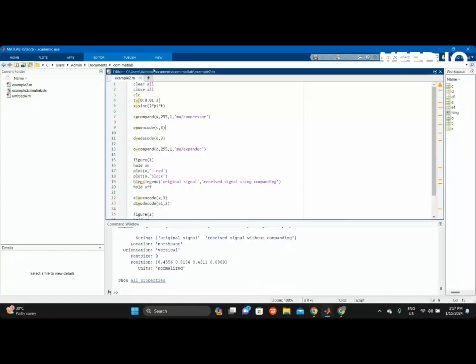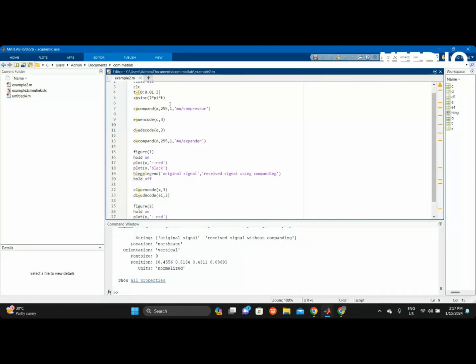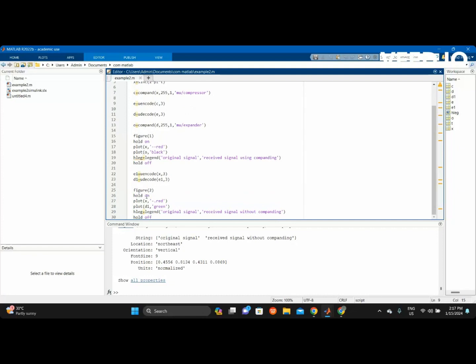This is the MATLAB example for example 2. First of all, this coding has two figures, figure 1 and figure 2. The difference between figure 1 and figure 2 is that figure 1 has the received signal using companding, while figure 2 receives the signal without companding.